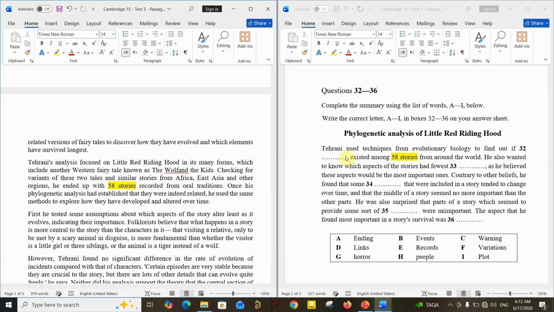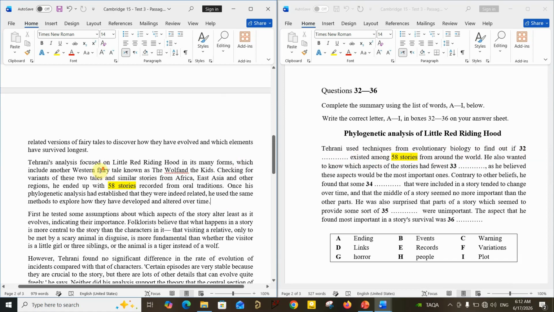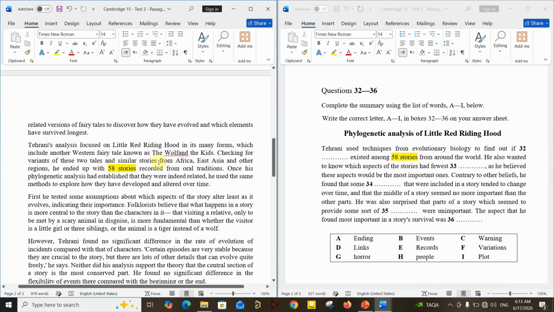Now here it says that Tehrani used techniques from evolutionary biology to find out if dash existed among 58 stories from around the world. Now here it says that here checking for variants of these two tales and similar stories from Africa, East Asia and other regions, which is from around the world. Okay, these are paraphrased from around the world. He ended up with 58 stories recorded from oral traditions.